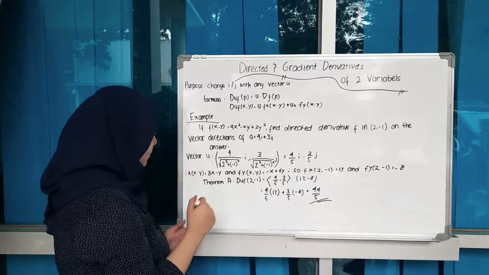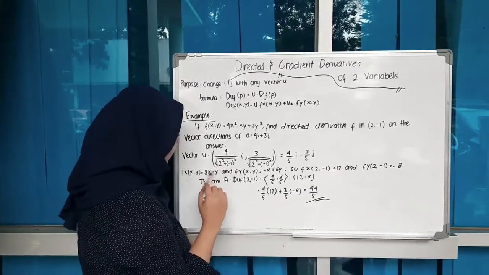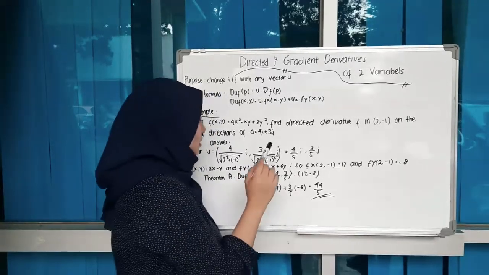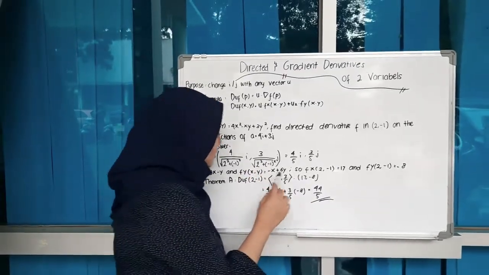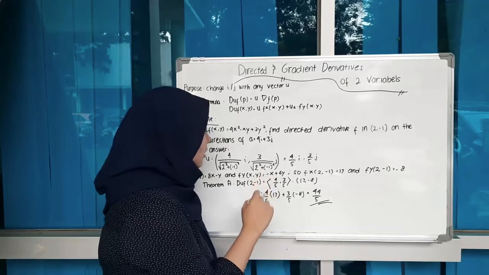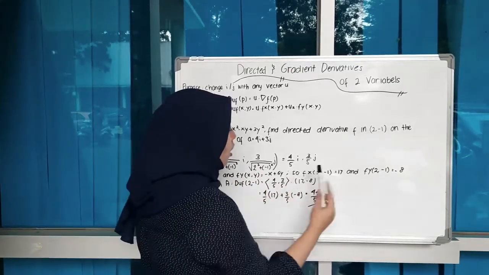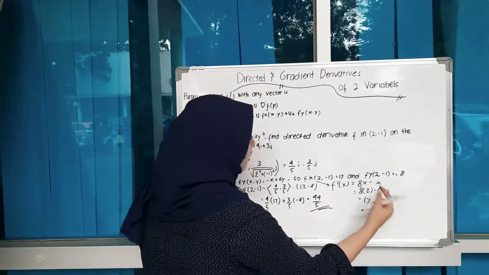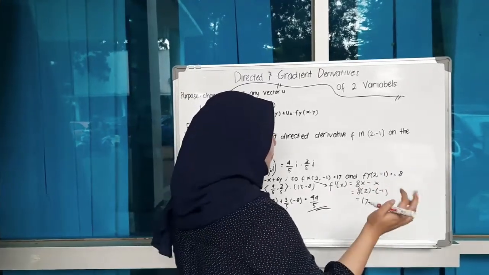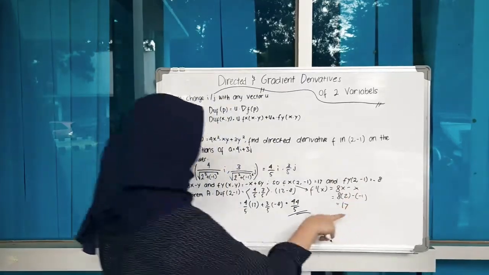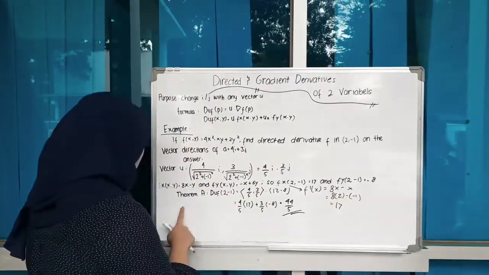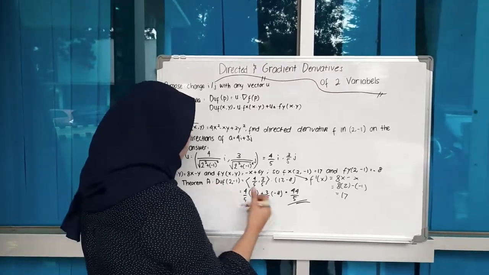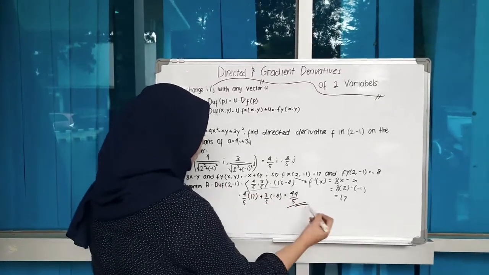f_x(x, y) = x min y and f_y(x, y) = min x plus 6y. So f_x(2, min 1) is 17. In the same way for y, you can find it for f_y(2, min 1).